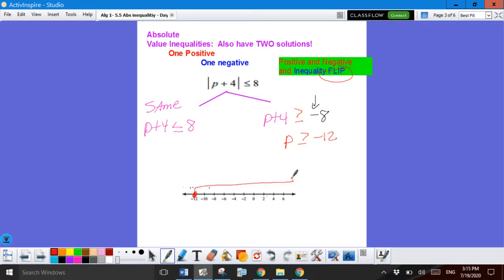So that's a closed circle to the right. This one is p is less than or equal to 4. So closed circle to the left. And notice how that is an and. So I have my p, my 4, my negative 12. I know that I am pointing to the left. So there is my compound inequality. Okay, so they solve exactly the same way once we get them split. All right, but again, two things. Make it negative and flip the sign. Okay, flip the sign.